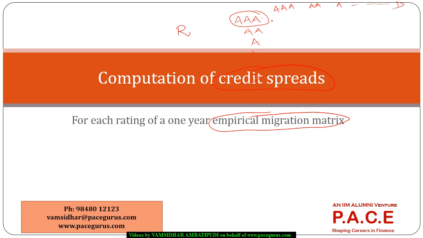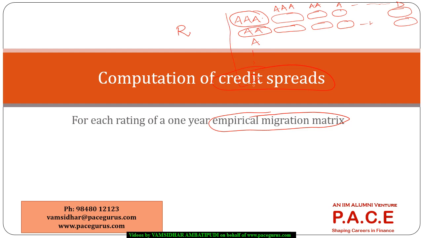Now what is the probability of jumping from the current rating being triple A? What is the probability that the firm will stay in triple A only at the end of 1 year? What is the probability that it will move to double A? What is the probability that it will move to A? And what is the probability that it will move to default? Similarly, if the current credit rating of the firm is double A, what is the chance that it will move to triple A? What is the chance that it will stay at double A itself? What is the chance that it will fall to A, double B, triple B, and finally, what is the chance that it will go to default?